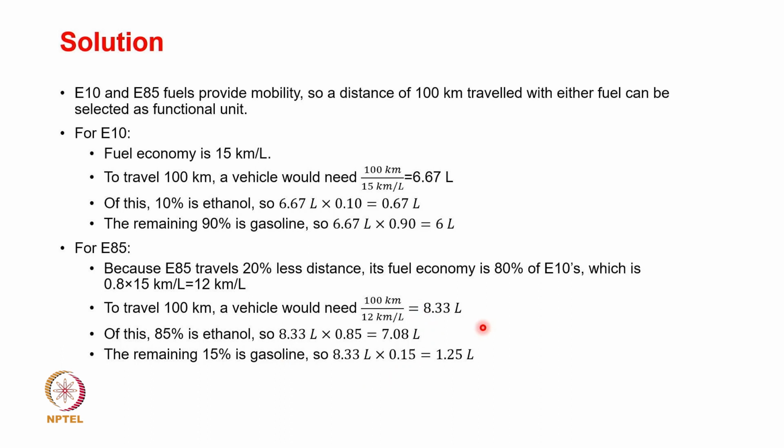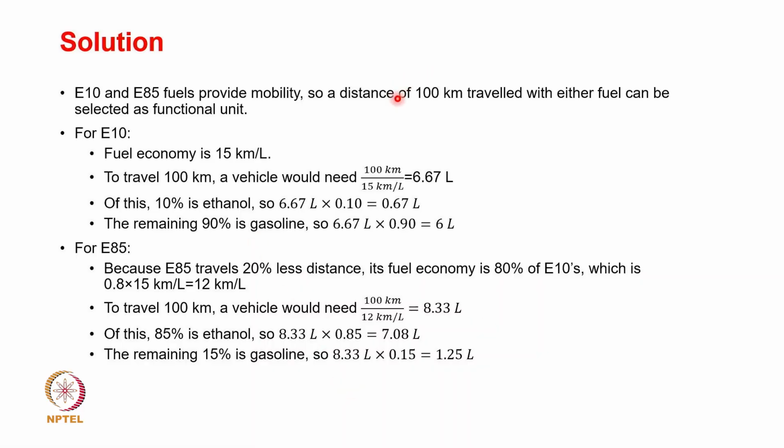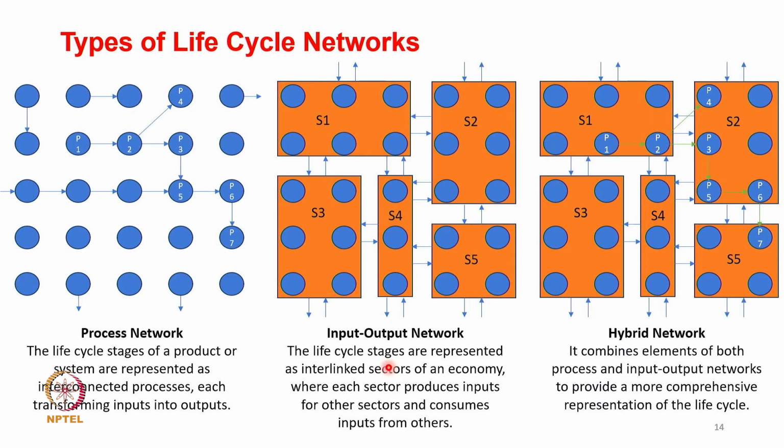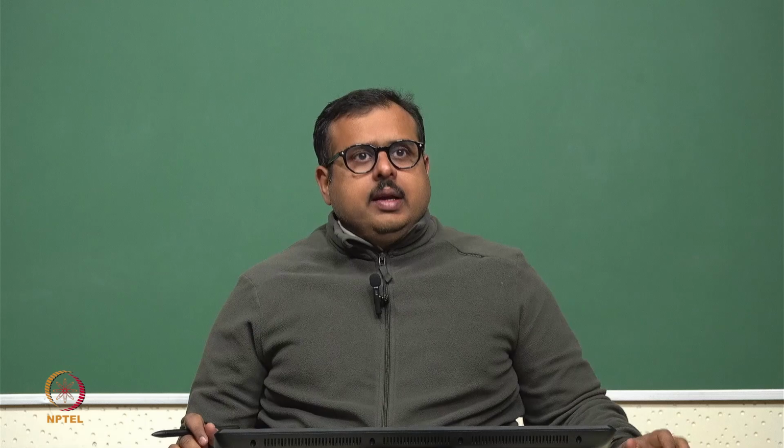So, we have to understand that this quantification was only possible since we have defined the functional unit. If we keep the functional unit term hanging, we may not be able to do any of this. So, once we define the functional unit, we can now talk about the network of the functional unit. There are multiple networks possible.